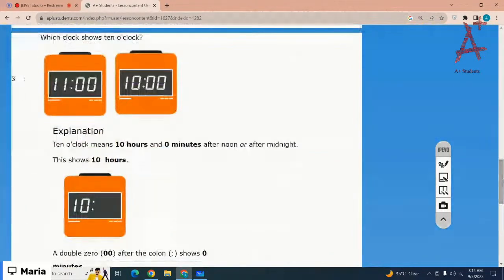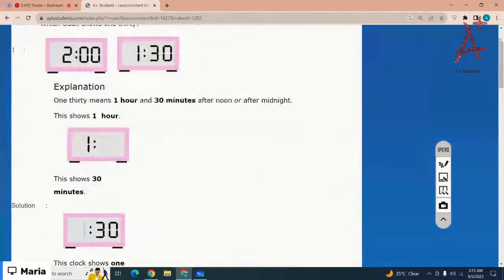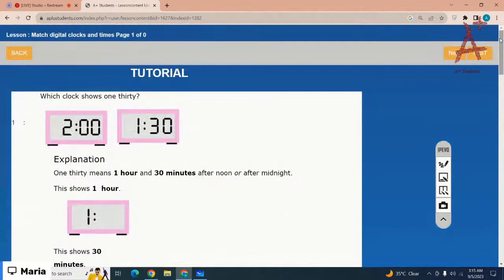Which clock shows 10 o'clock? Which is the correct option? 10 o'clock means 10 hours and 0 minutes, right? So option number 2 is the correct option. That is the clock that shows it. Basically, these are the digital clocks, sorry.